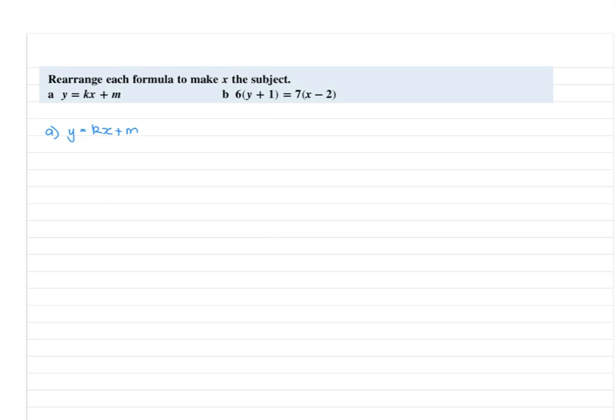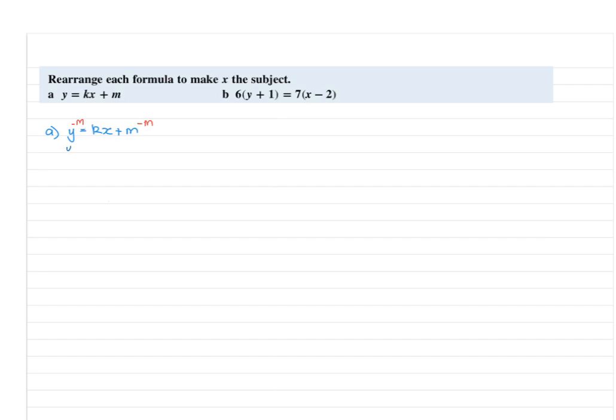Rearrange each formula to make x the subject. Making x the subject is another way of saying solve for x. That means I want to get x by itself. So in this case, I am going to leave kx on the right-hand side of the equation and subtract m on both sides.